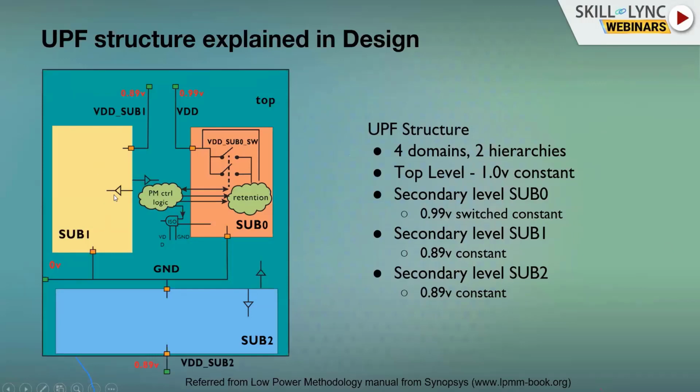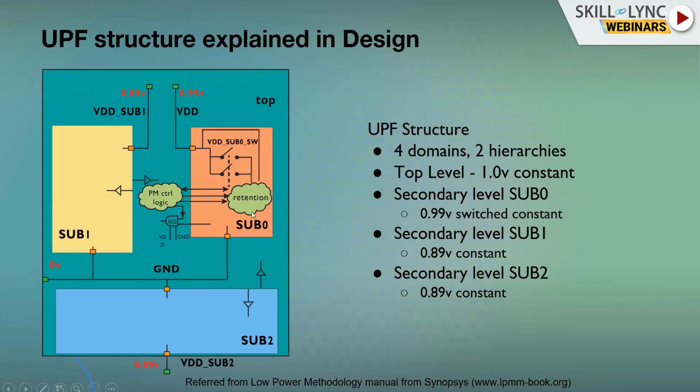Here, if you see, there are 4 domains. This is one domain, top domain, sub 1, sub 0, and sub 2. These are the 4 domains, and there are 2 hierarchies, like this one and this one. Then the top level voltage is 1 volt.